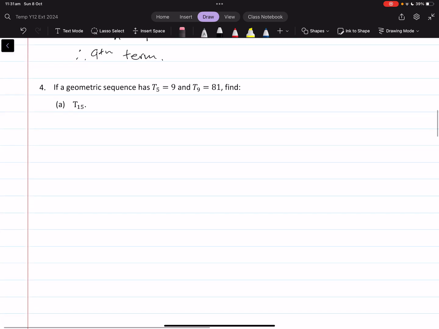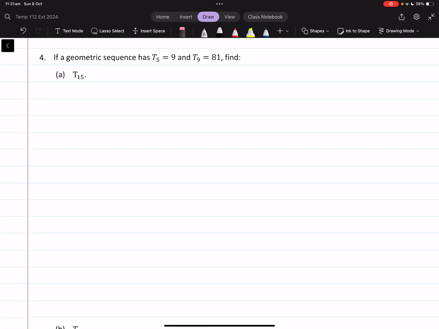Okay, example number 4. If a geometric sequence has term 5 of 9 and term 9 of 81, find term 15. Very similar to one we did with an arithmetic sequence. Okay, so to start this, we're going to go to our formula. So we have that term 5, which is ar to the n minus 1, so ar to the 4. We're told that's equal to 9, and term 9 is ar to the 8, and that one we're told is 81.